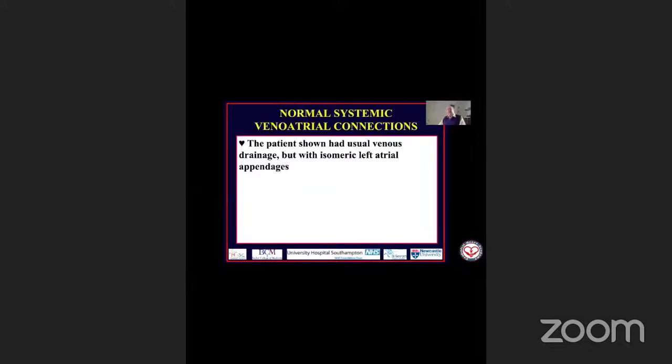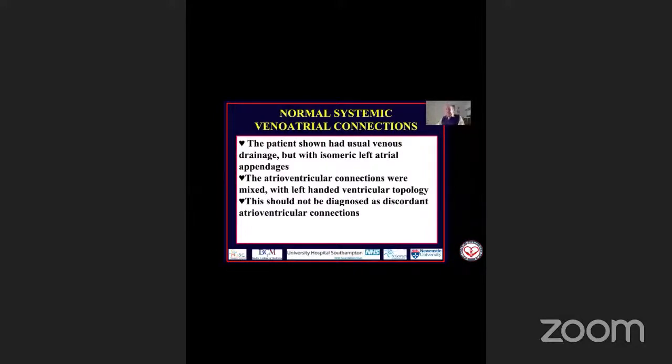were obviously isomeric left atrial appendages, the veno-atrial connections were in fact usual. But that does not mean that the patient himself or herself had usual atrial arrangement. In fact, the presence of those isomeric left atrial appendages tells you that the atrioventricular connections were mixed. Half of the heart was concordantly connected, half of the heart was discordantly connected. The key point was that there was left-handed ventricular topology.